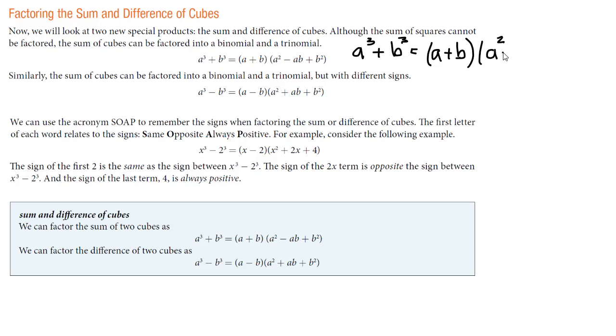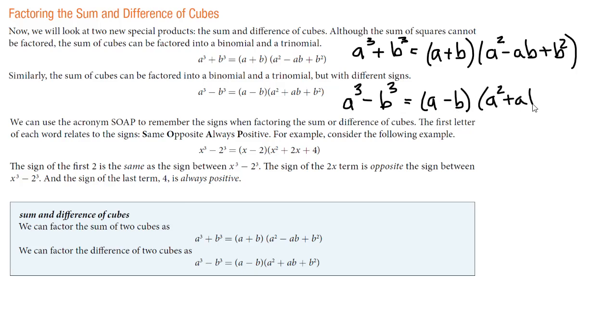So a squared minus ab plus b squared. So this is just a formula to remember. And then if we have a cubed minus b cubed, then I know the first binomial factor will be a minus b because it's a subtract. And then this will be a squared plus ab plus b squared.